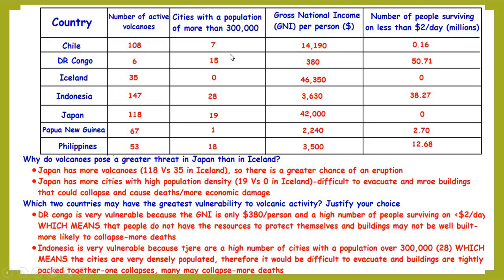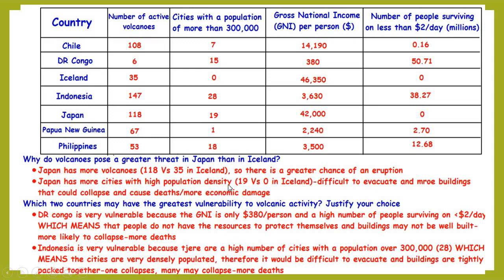If you have a look at the number of cities that are densely populated, that have got a lot of people living in them, Japan has got a lot more densely populated cities than Iceland. In fact, the population of the entire island of Iceland is only just over 300,000. It's got a very low population density.